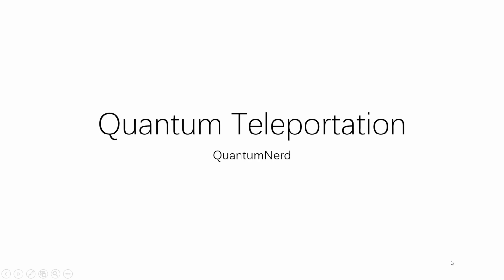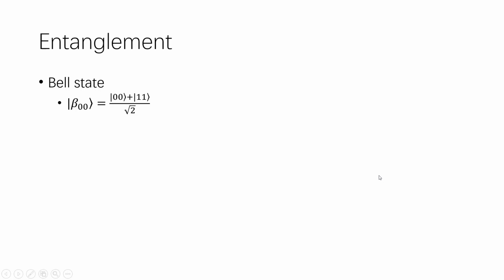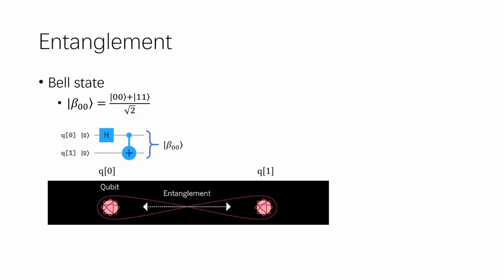In this video, I would like to demonstrate quantum teleportation on IBM Quantum Computer. In the previous videos, I have shown you how to prepare a Bell state using Hadamard gate and CNOT gate on IBM Q. And the interesting thing about the Bell state is that the entangled two qubits can be very far away from each other.